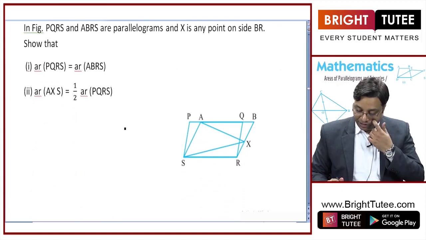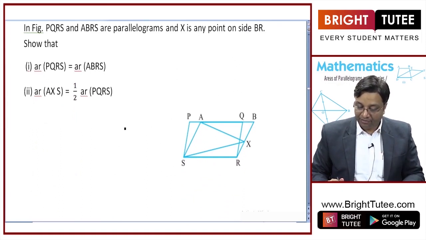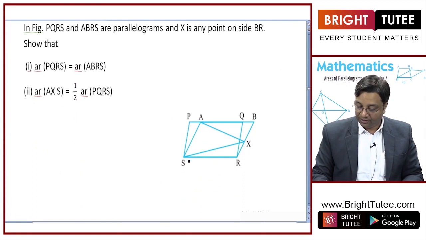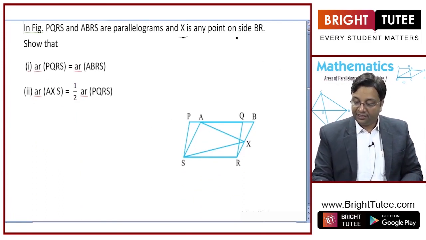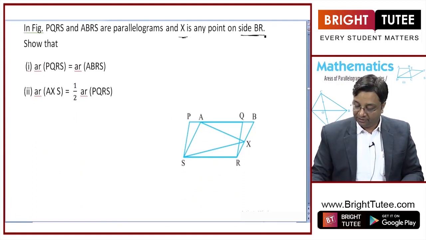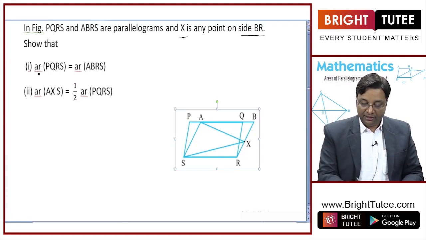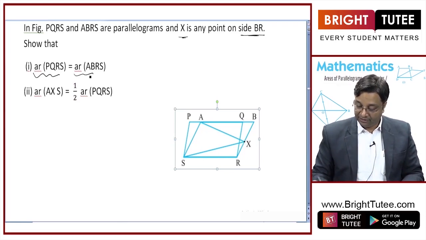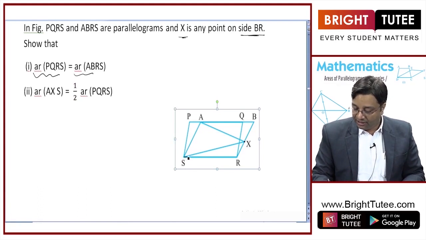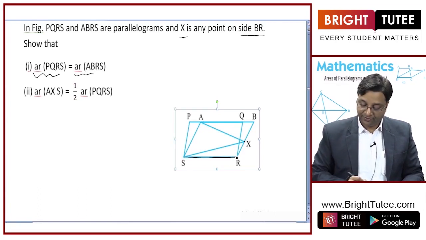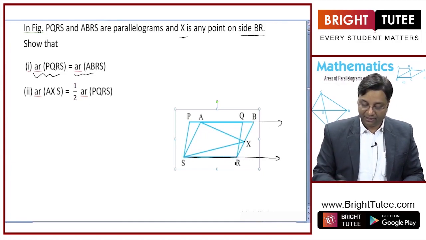Now, in this figure, PQRS and ABRS are parallelograms, and X is any point on the side BR. Now, area of PQRS is equal to area of ABRS, which is obvious because these lie on same base RS and between same parallel lines PB and SR.